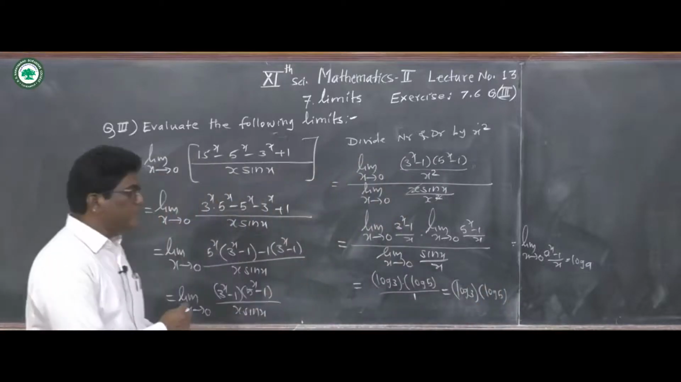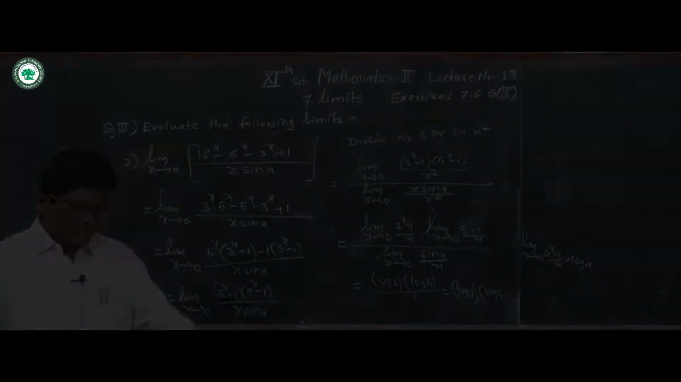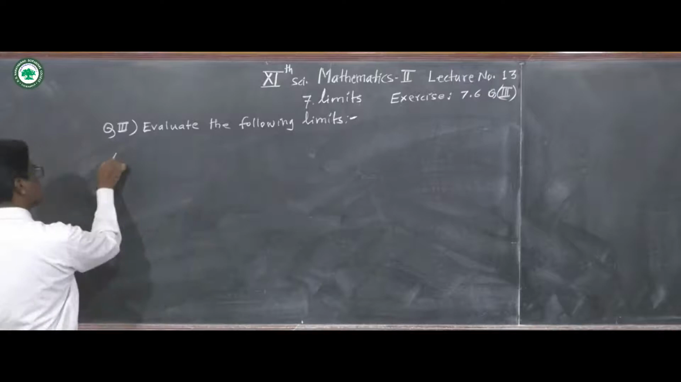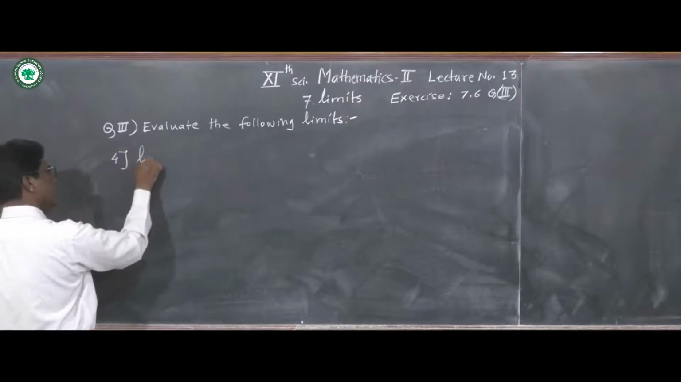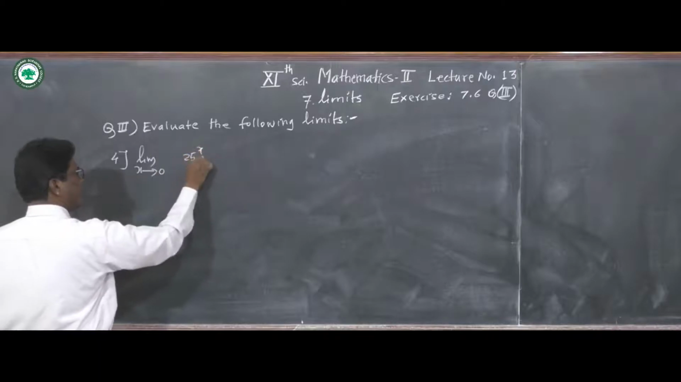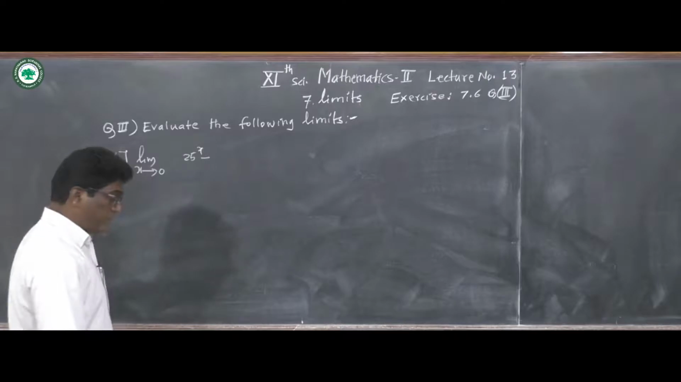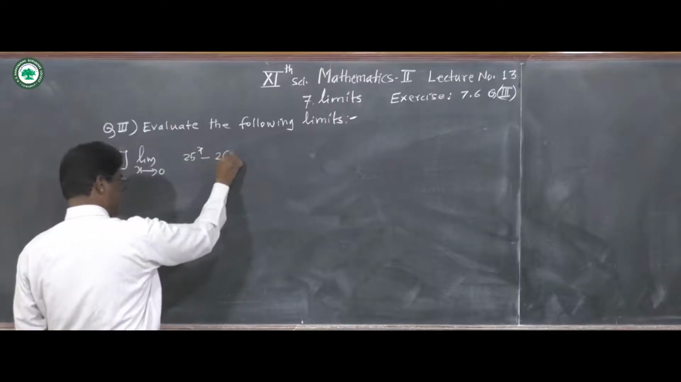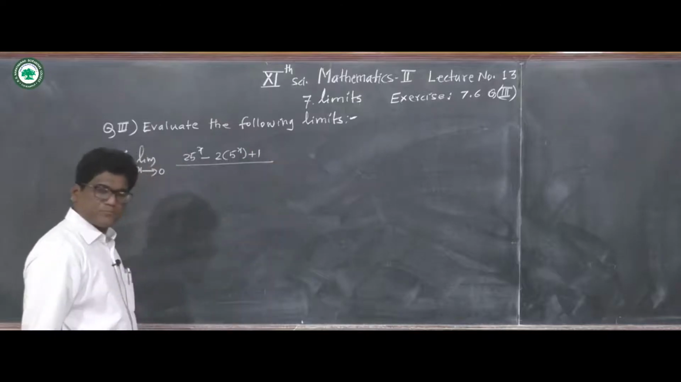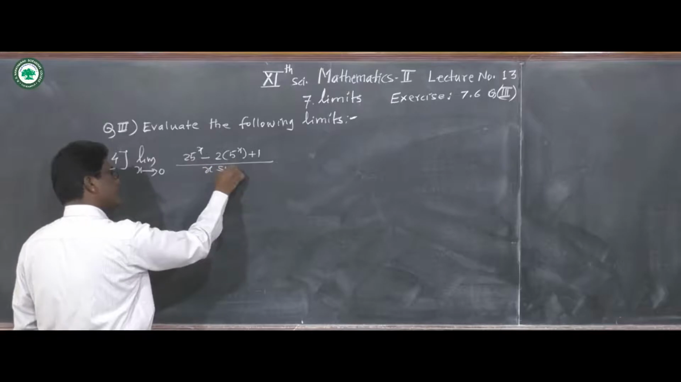So in this way we completed here the third problem. Now the fourth problem: limit x tends to 0 of (25 to the power x minus 2 into 5 to the power x plus 1) divided by x sin x.